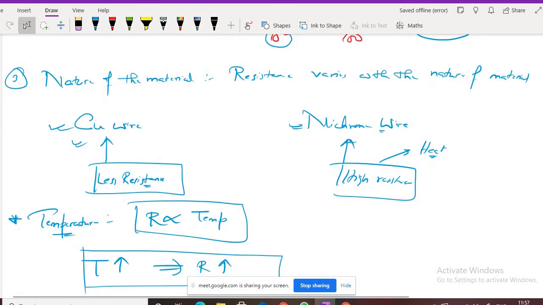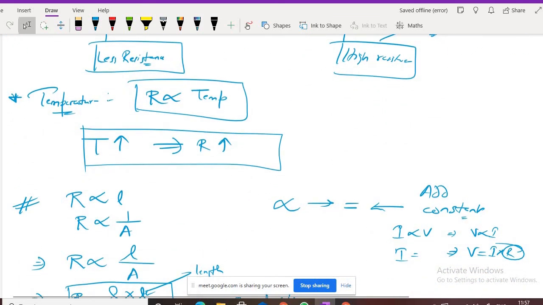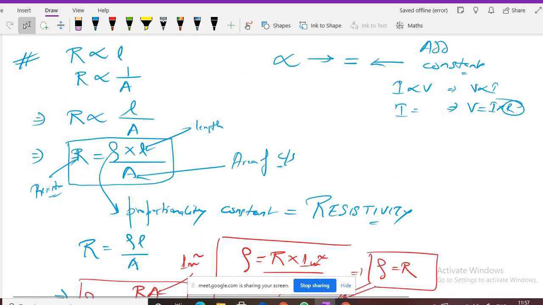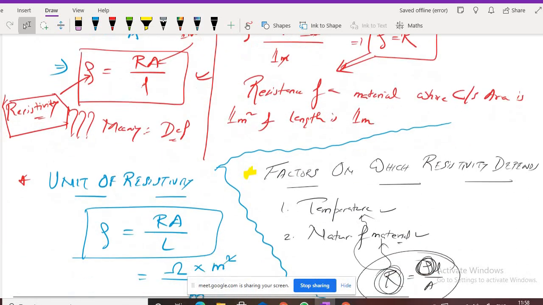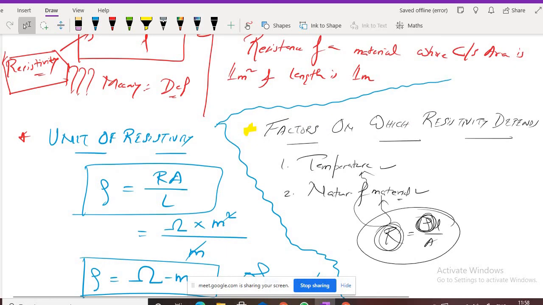Next, nature of material. Resistance varies with the nature of material and temperature also. As temperature increases, resistance also increases, directly proportional. From there, we got the formula R equals rho L by A, and I asked you to keep aside temperature and nature of material; we will discuss that later on. Rho means resistivity. I have given the definition and unit of resistivity. The unit is ohm meter, and resistivity depends on temperature and nature of material. So here I have clarified why I stopped you there.